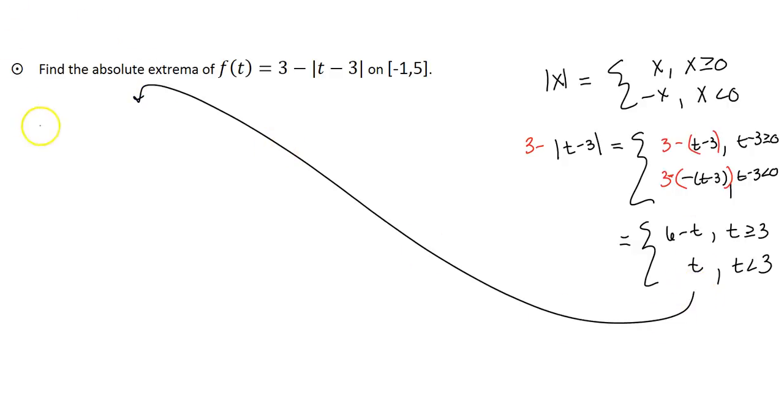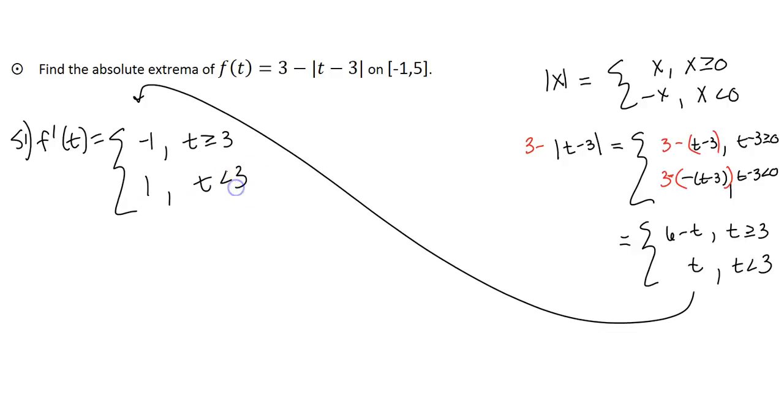So I'm going to come over here and find the derivative. So f prime of t would be equal to negative 1 if t is greater than or equal to 3, and 1 if t is less than 3. Okay, so one thing that's important to note here is that as t approaches 3, f prime of 3 is defined technically as a limit. So in this case, f of 3 exists, but f prime of 3 does not exist.